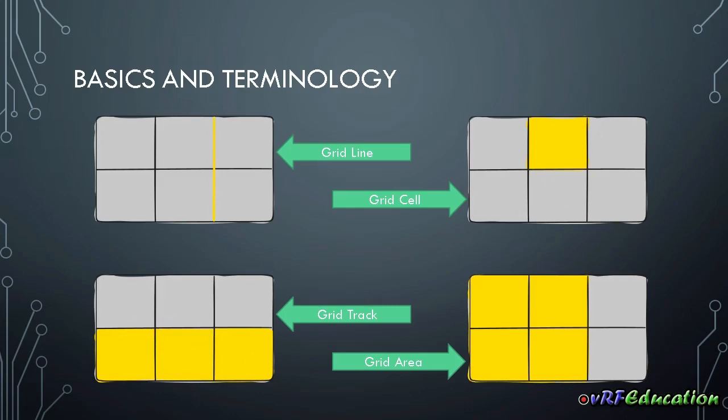And the next one is grid area, the total space surrounded by four grid lines. A grid area may be composed of any number of grid cells. Here's a grid area between the row grid lines 1 and 3 and column grid lines 1 and 3. This is the grid area.